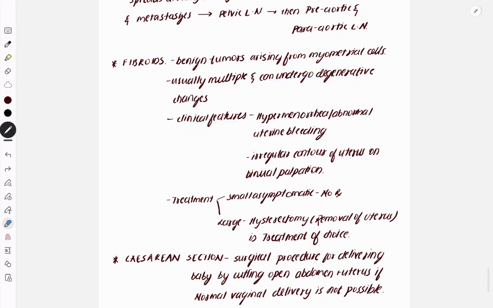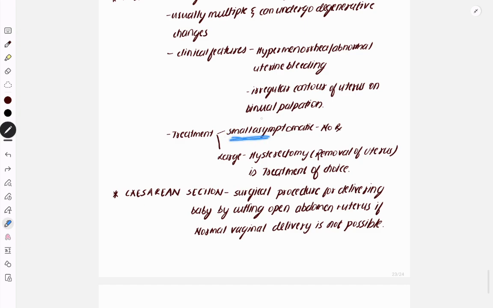Clinical features: mainly the woman will have abnormal uterine bleeding, which is also called hypermenorrhea. So she has excessive amount of bleeding, and there will be irregular contour of uterus on doing a bimanual examination. But if the fibroid is small, it will usually be asymptomatic and it requires no treatment. But if the fibroid is very large, then the main treatment of the fibroid is to do a hysterectomy, which is removal of uterus, and that is the treatment of choice in case of large fibroid.